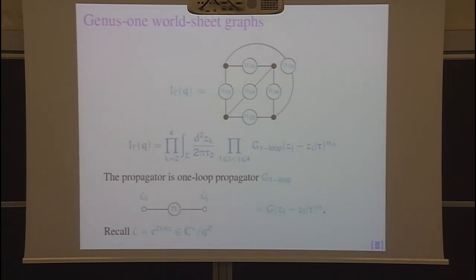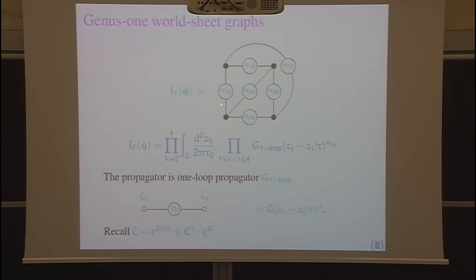At some order in alpha prime, you will have to expand, you have to bring down from the exponential some powers of the propagators. Okay, so this is the one loop propagator. So let me look at the 4-point function. So I have 4 punctures of my torus.